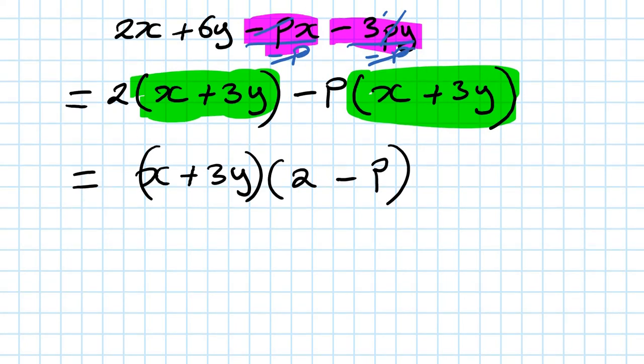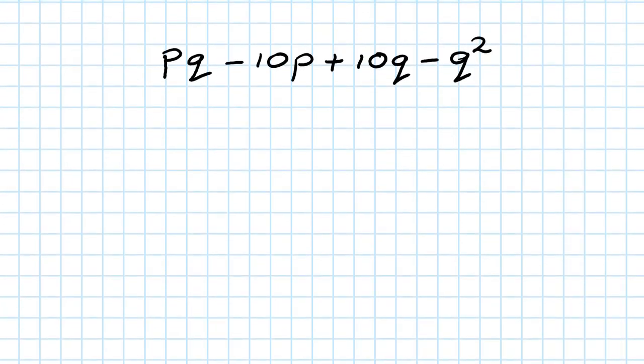Okay, let's move on to the next question. This question here: pq minus 10p plus 10q minus q squared. First of all, the common factor of the first two terms is p. So I take the p out first, and you're left with q minus 10.